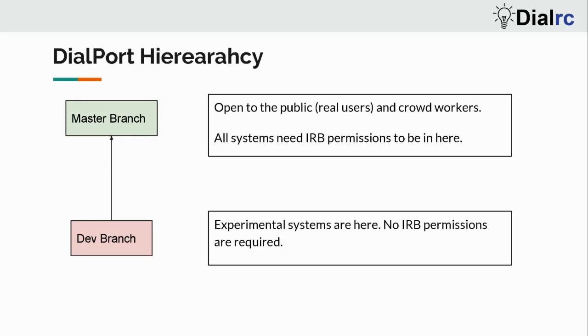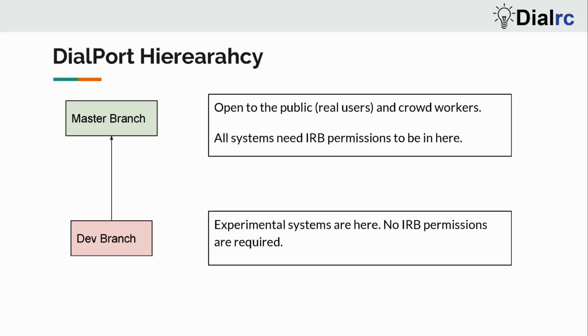Currently, Dialport follows this hierarchy. There are two branches. The bottom one is the developer branch, where if you have a system, you can just contact us and become a part of the developer branch. There's no permission required, and you can play around with the system, test if it works, and do some robust testing. Whenever you have your IRB permission, and after you've been tested, which means your system is working properly, you can be pushed to the master branch. This master branch is public facing, so you can let real users or paid users, such as Amazon Mechanical Turk workers, talk to your system through the master branch.